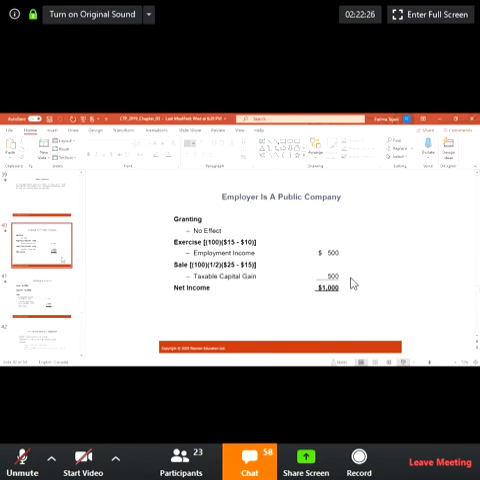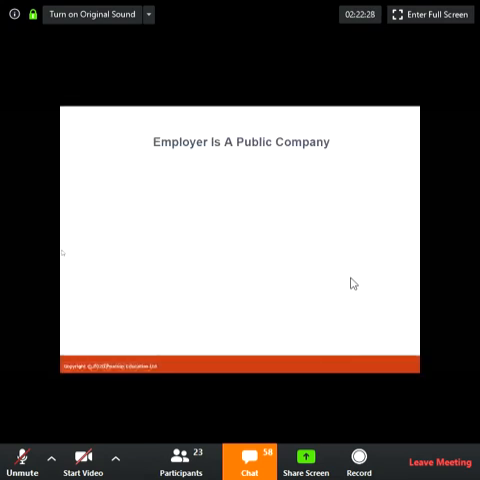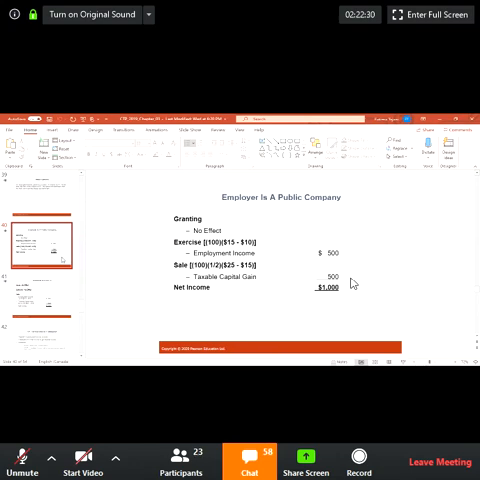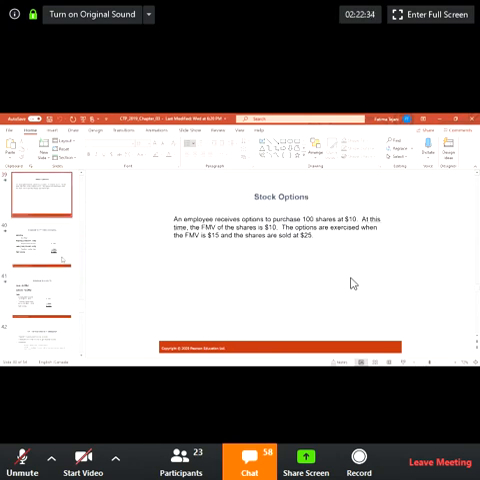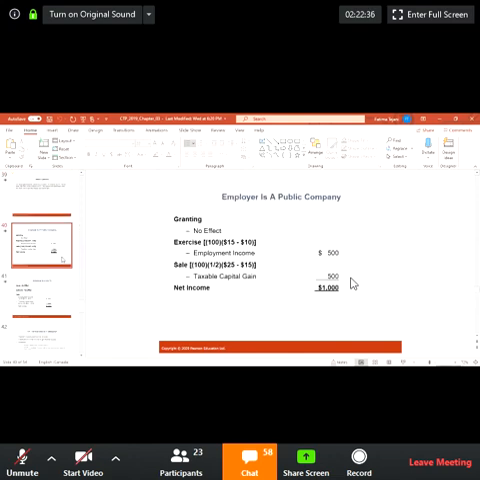Suppose the employer is offering to sell an employee 100 shares at $10. That's what the problem is. That's the state of granting. If you are granting an employee the right to buy the share, there will be no effect, because the employee has still not bought it. It's just the offering which is made. So there will be no effect.